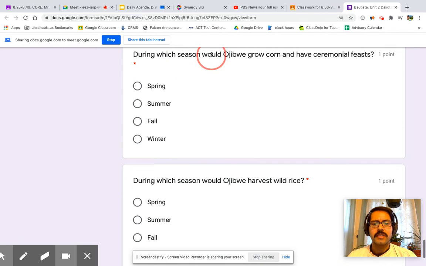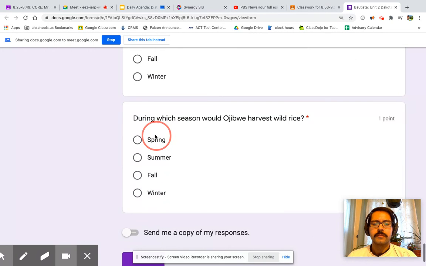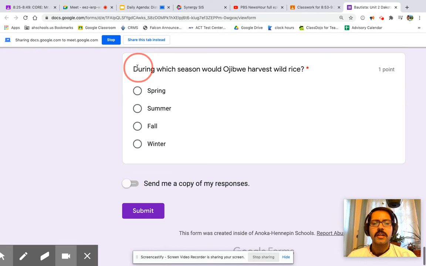During which season would Ojibwe grow corn and have ceremonial feast? Spring, summer, fall, or winter? During which season would Ojibwe harvest wild rice? Spring, summer, fall, or winter?